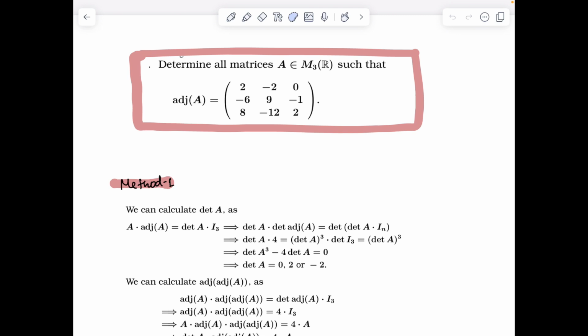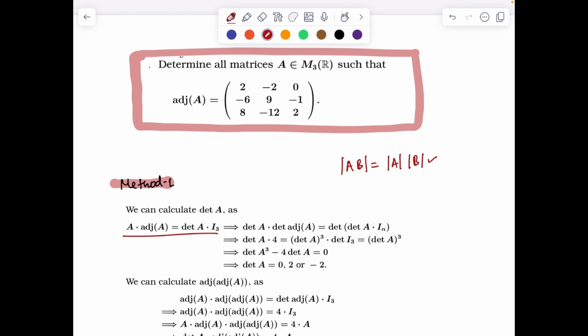First one is: determine all matrices A belonging to M3(R), which represents 3 cross 3 matrices with real entries, such that adjoint of A is given as follows. Now, one of the most useful identities in matrix algebra is A times adjoint of A is determinant of A times I, and that's exactly what is being used there. If I take the determinant on both sides, the determinant of A into B, if they are square matrices of the same order, can be written as determinant of A into determinant of B.